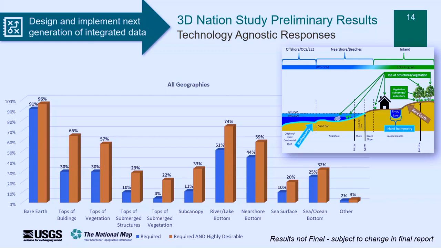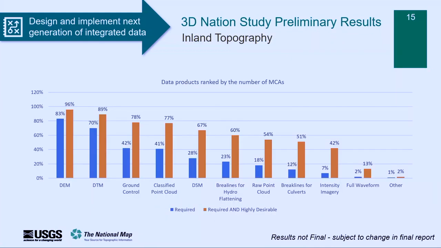As you can see, no surprise that the bare Earth is very important, but you can also see some of the other percentages there on the other types of three-dimensional information that people either have to have or would like to have. Let's see. Okay. Sorry, guys. Data products. You can see by polling the people in the study, these are some of the data products that people either required or wanted to have.